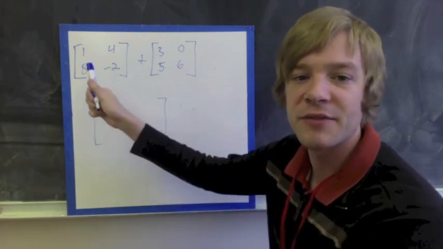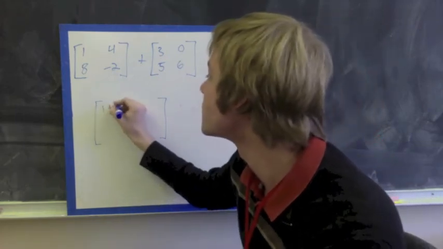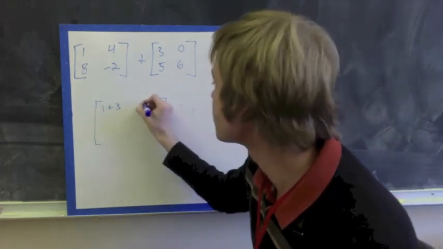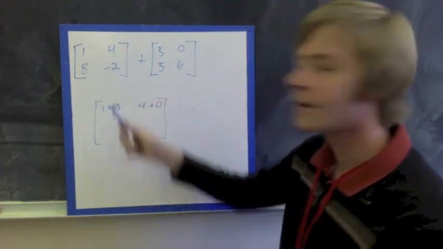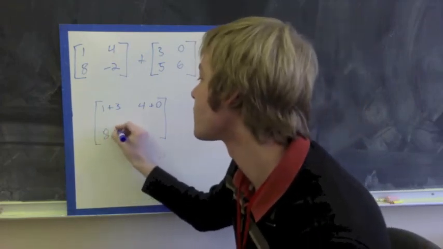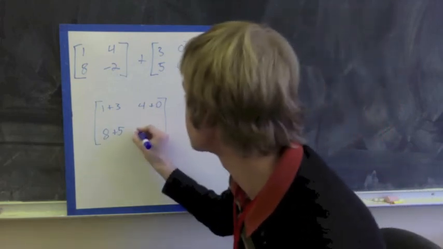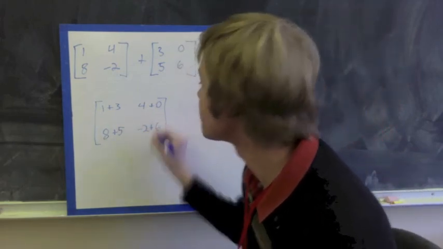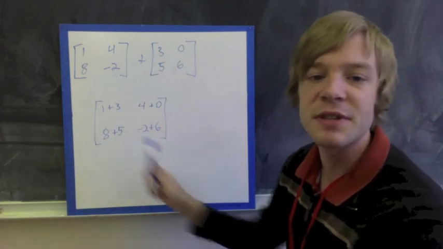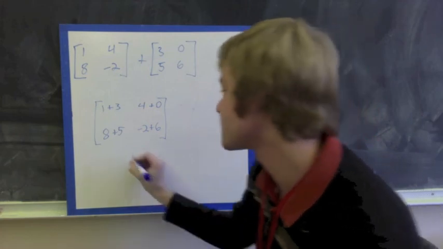For the top left entry, I would have 1 plus 3. Then I would have 4 plus 0, 8 plus 5, and negative 2 plus 6. And all I would need to do now is simplify each of these entries individually by adding them together. So I would end up with a matrix.